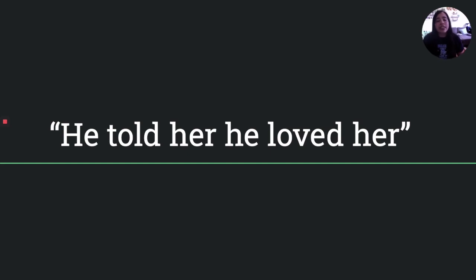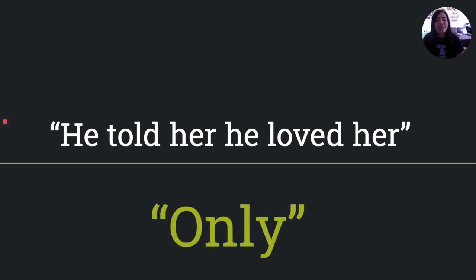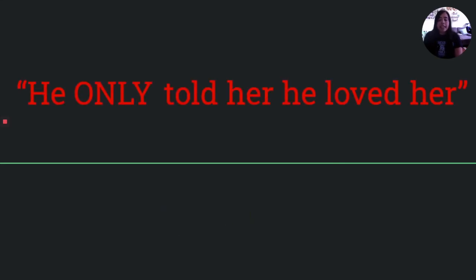He told her he loved her. How romantic. If we took the word only and put it anywhere in that sentence, we could change the meaning about 10 times, okay? So let me show you an example. So he told her that he loved her, just point blank. But if we add the only in there and we put it in the beginning, he only told her that he loved her. Oh, he only told her that he loved her. No big deal. It suddenly has a completely new meaning.